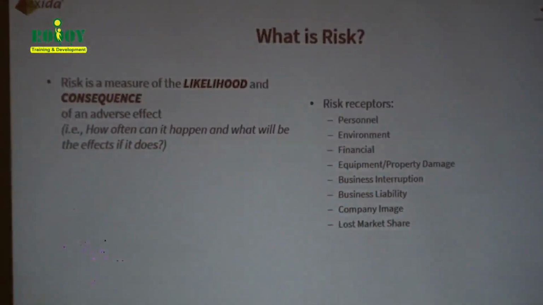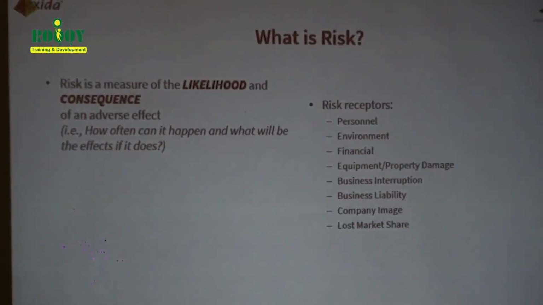We've got to match design with risk. Risk is a measure of the likelihood and the consequence. In order to properly measure risk, you have to measure both, and you've got to measure both properly and accurately. How often can it happen? And what will be the outcome if it does happen? That's essentially that statement in English.